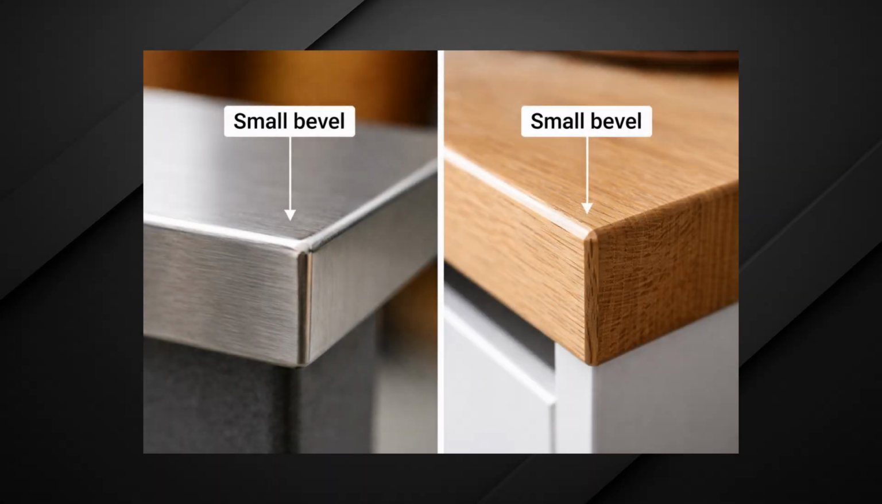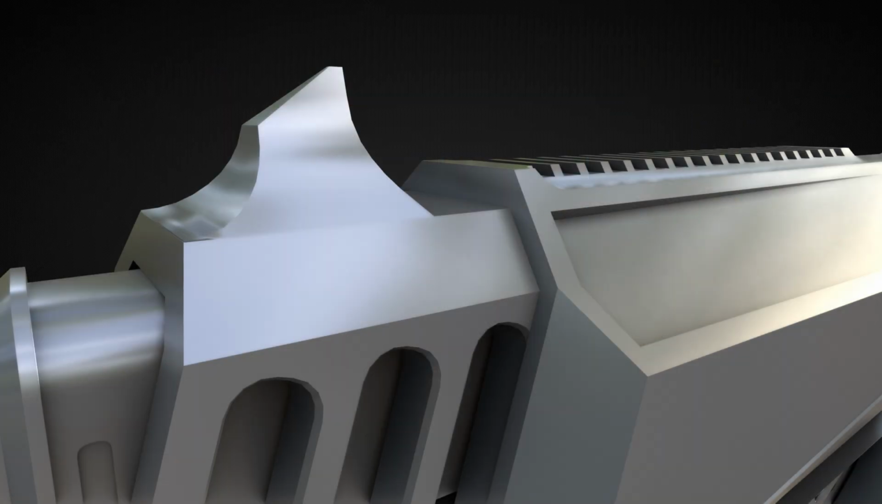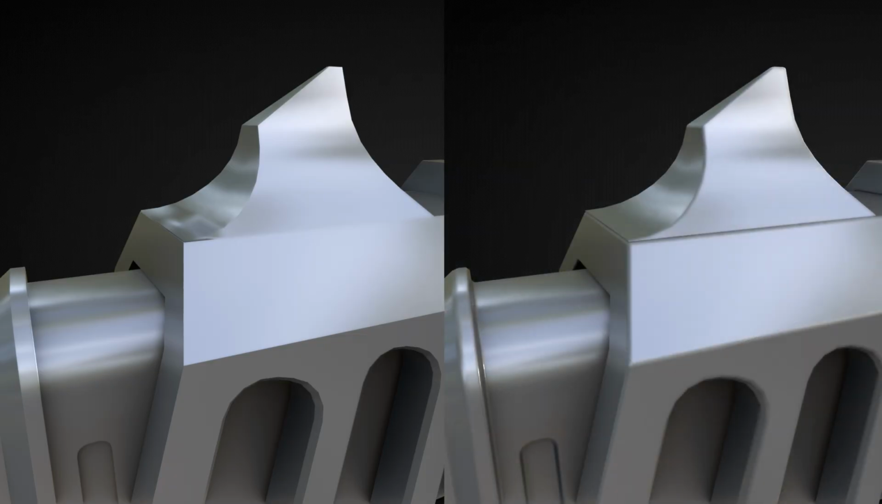In real life, almost no edge is perfectly sharp. But in game art, we often use razor-sharp edges that can lead to harsh shading and an unnatural look. Controlling vertex normals is the secret to fixing this. It's one of the most powerful ways to improve visual quality without increasing your performance cost.